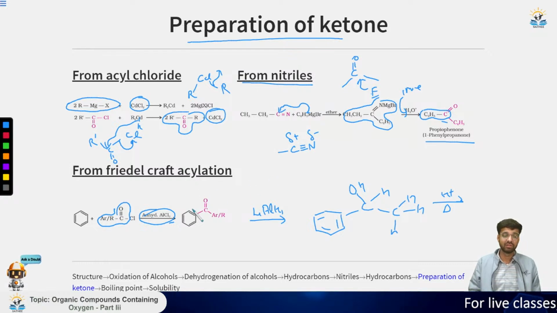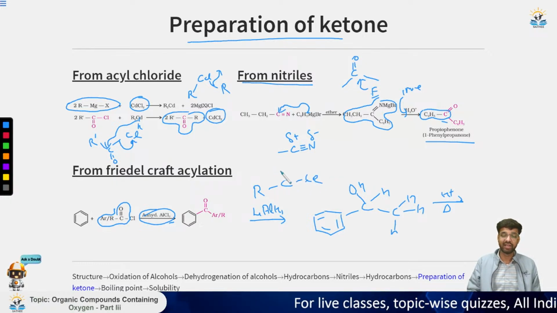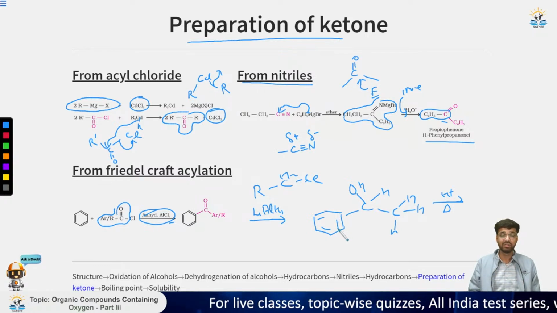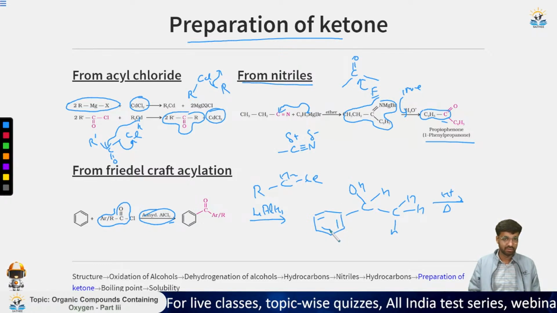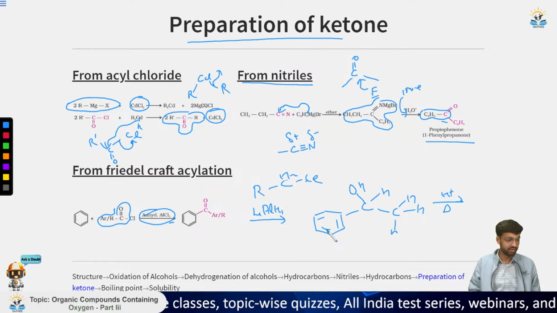But if you are taking CH2Cl and doing the Friedel-Crafts alkylation, then there is a chance of rearrangement and it is not a trusted way to get your required product at last. So this was all about the preparation of ketone.